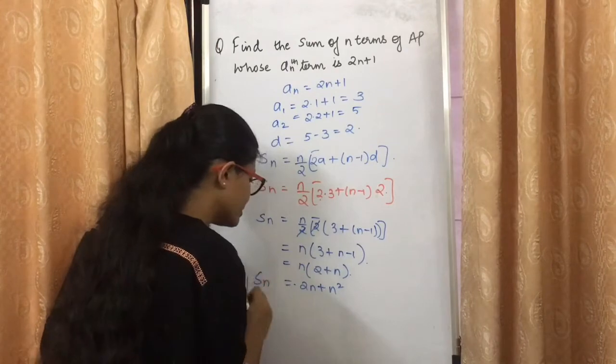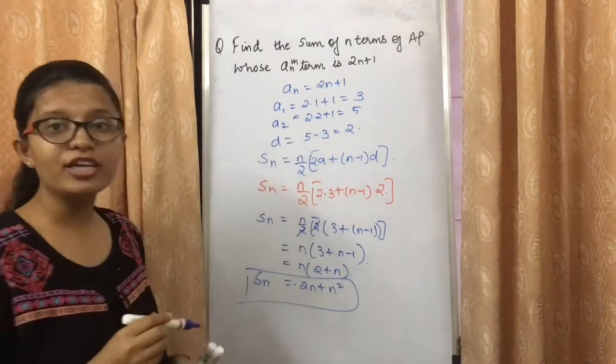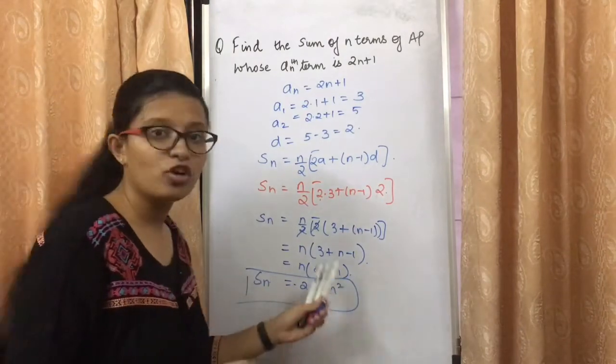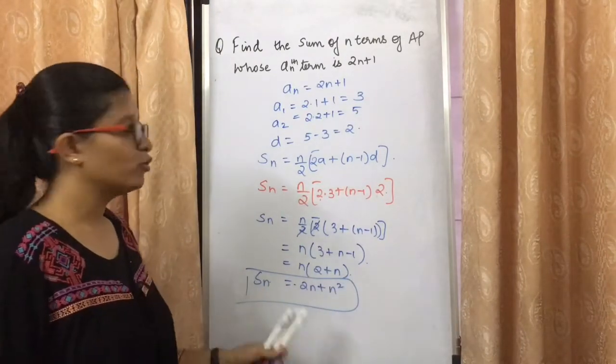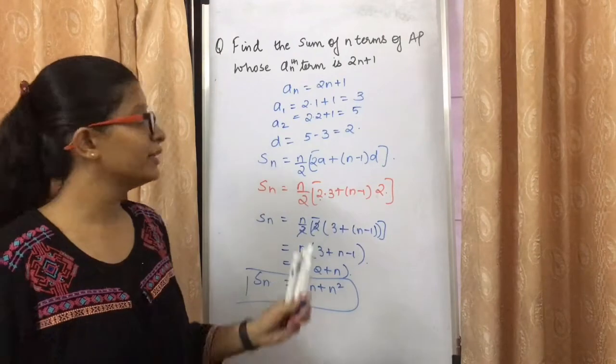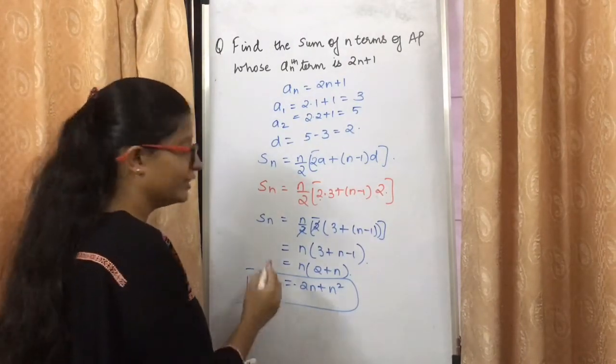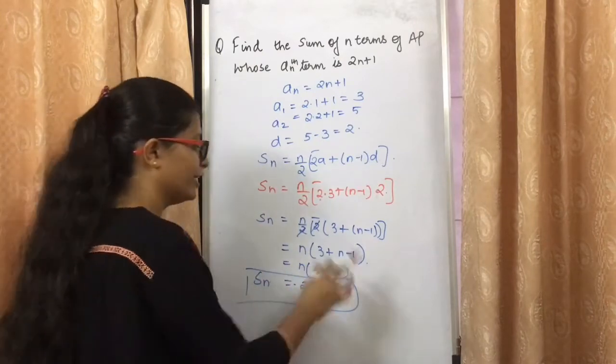So this is the formula for the sum of n terms of an AP. For example, आपको पूछा होता कि 50th term का sum बताओ ये AP का, तो आप लोग क्या करोगे? Just you need to substitute 50 in the place of n. आपको 50 का sum मिल जाएगा.